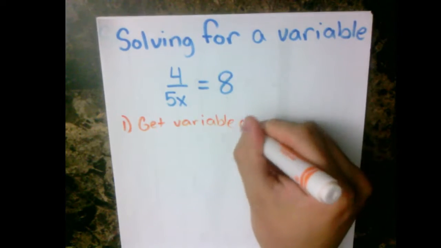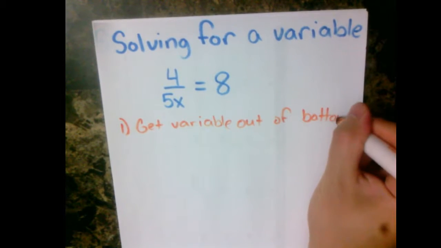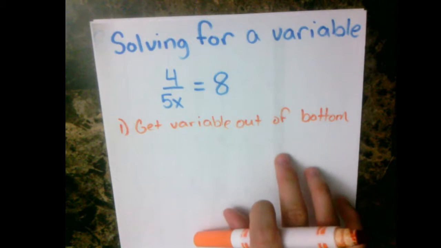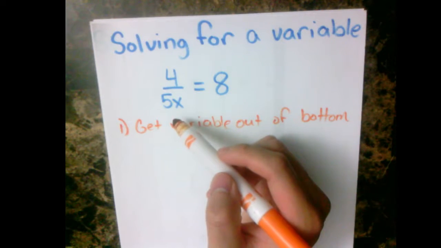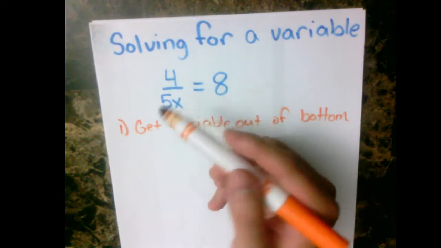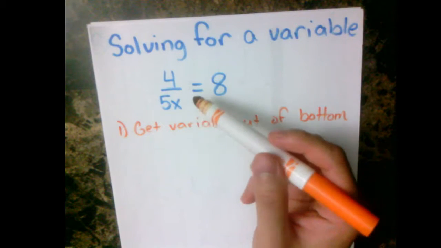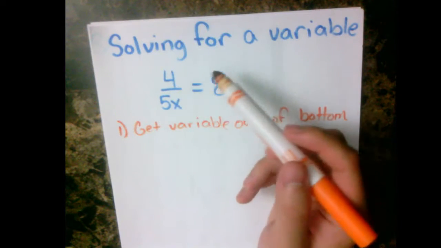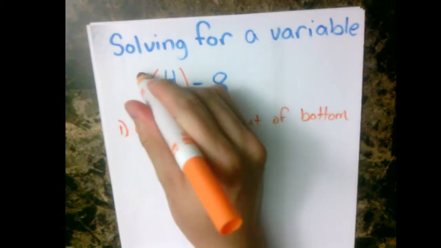Get the variable out of the bottom or the denominator. Either way, I don't really know what terms you're comfortable with, but we'll go ahead and go with this. To do that, you're going to have to do the opposite. So this is like 4 divided by 5x. The opposite of division would be hopefully multiplication. You should know that. So instead of dividing by 5x, I need you to multiply by 5x. Alright, so we multiply.